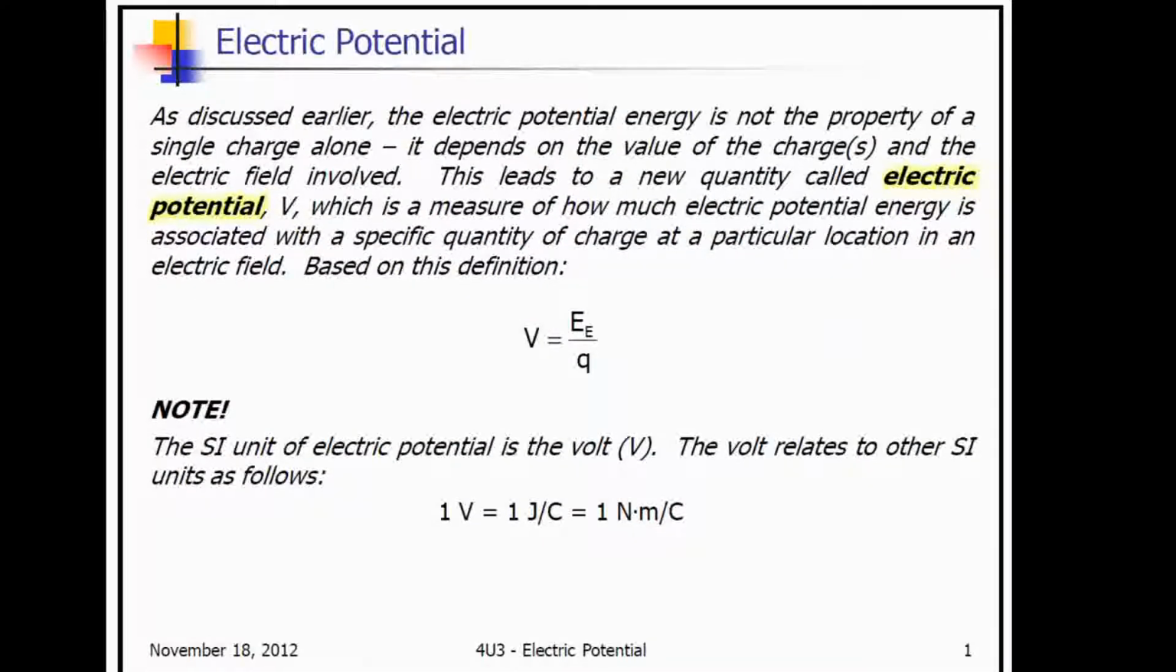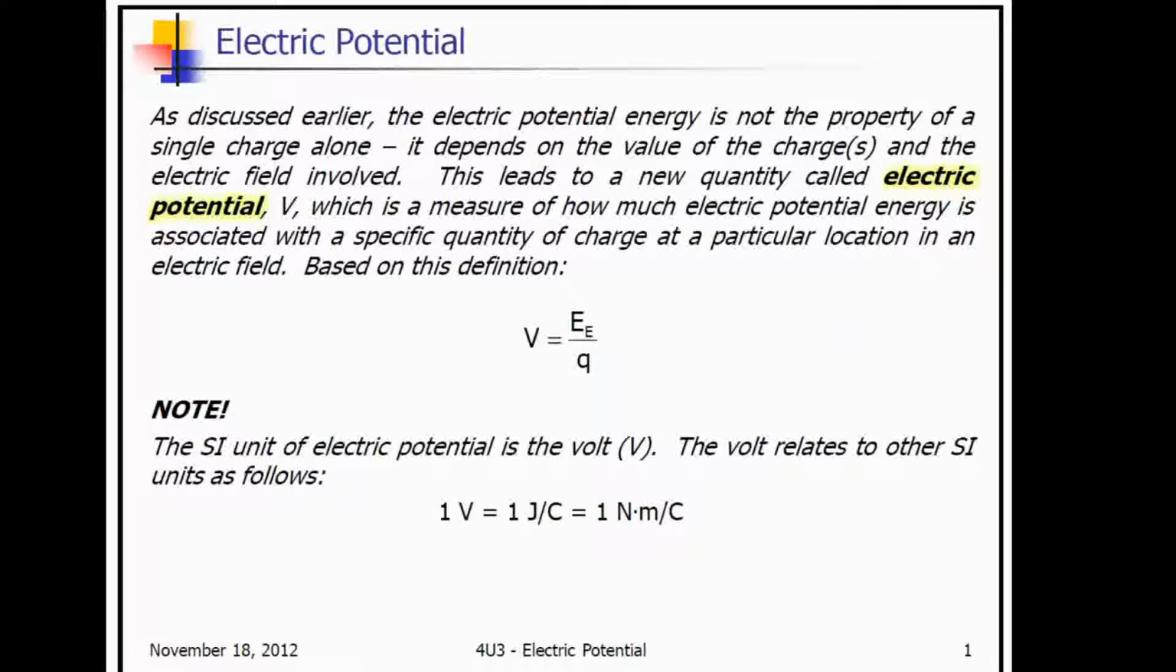And the electric potential, as discussed earlier, electric potential energy is not the property of a single charge alone. It depends on the value of the charges and the electric field involved. So if we vary the field strength, or if we have a charge of a greater or lesser magnitude, then the potential energy it has also changes. So this leads us to a quantity that we call electric potential.